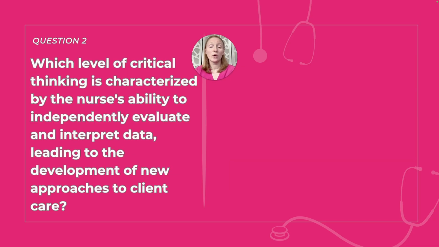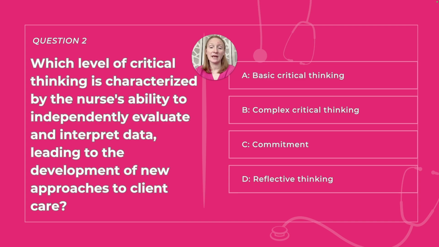Question number 2. Which level of critical thinking is characterized by the nurse's ability to independently evaluate and interpret data, leading to the development of new approaches to client care? A. Basic critical thinking. B. Complex critical thinking. C. Commitment. Or D. Reflective thinking. Pause if you want to think about this before I give you the answer. The answer is B. Complex critical thinking.